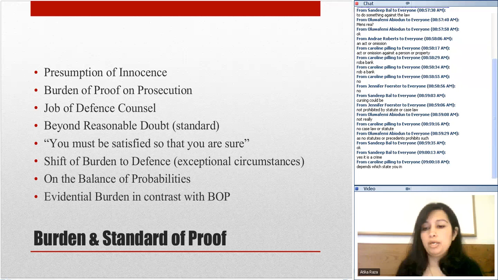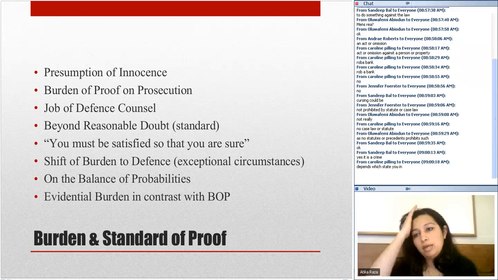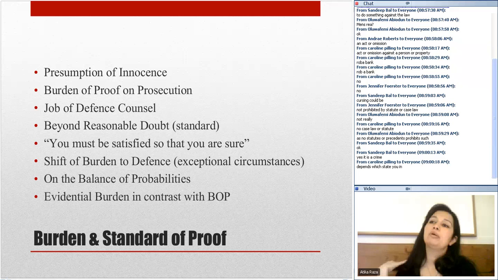Also, there's another reason for this higher standard: the cases are between the state and an individual. The state has a lot of money, and since they have a lot of money, they may be able to persuade a lot of people, and they may be able to use that money to get a lot of evidence that a normal person may not be able to, because they may be short of money.